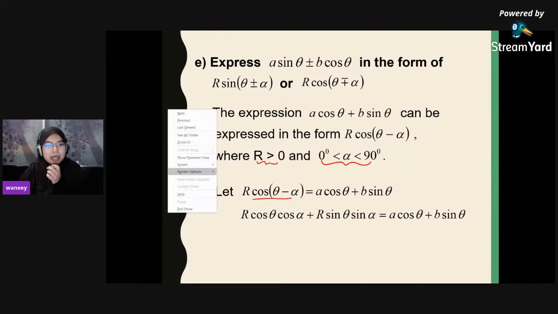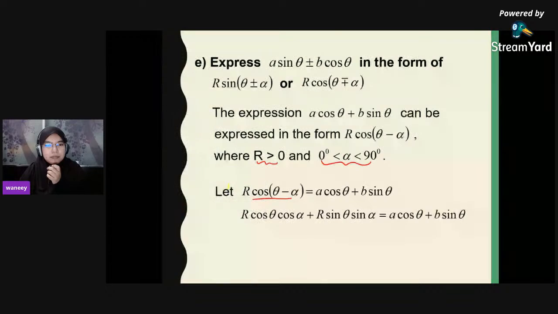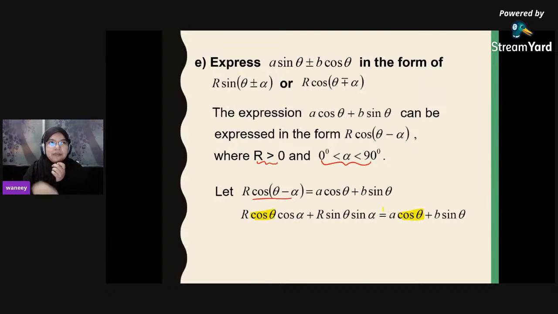So let me take the highlight. Okay, so this is basically cos theta. So this is also cos theta. Okay, so since we do have the equal sign, it simply means that the left hand side should be equal to the right hand side. So we can directly compare the coefficient on the left hand side and right hand side. So if we compare the coefficient of cos theta, so we have cos theta over here, cos theta over here. So it simply means that the R cos alpha need to be equal to A.